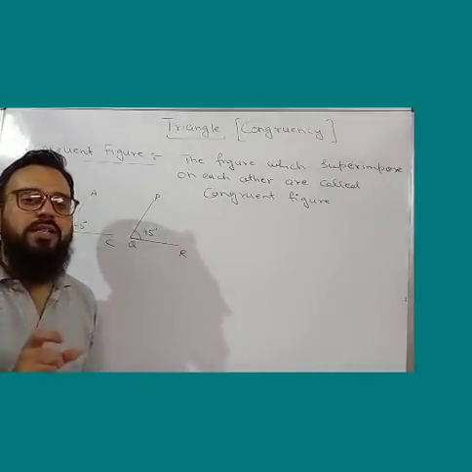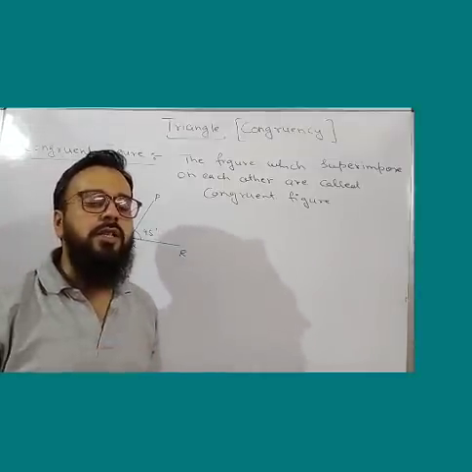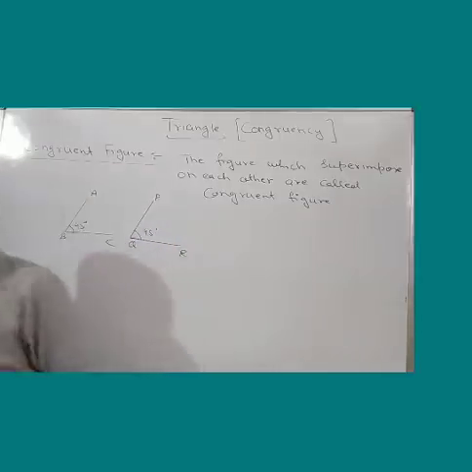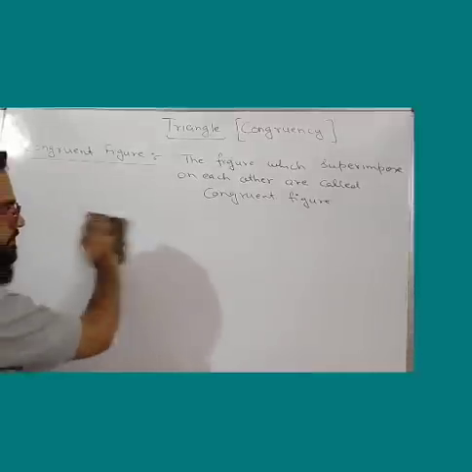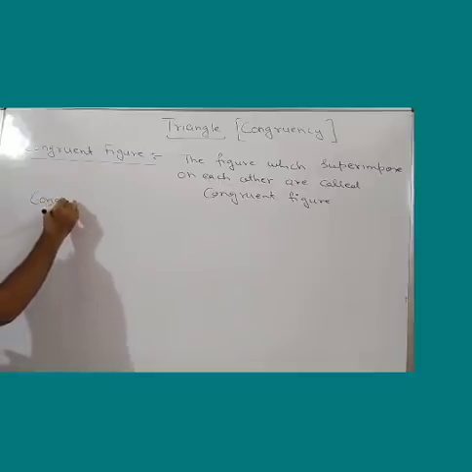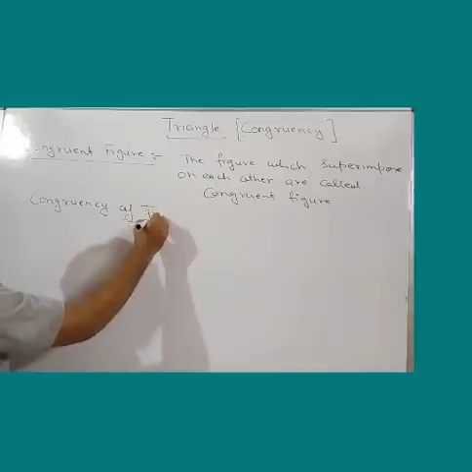So congruency means any two figures, any two shapes which superimpose on each other, they will be known as congruent figures. Okay. So now let us start with the congruency of triangles.